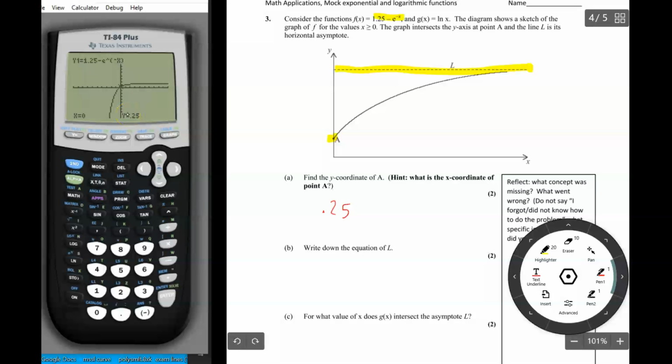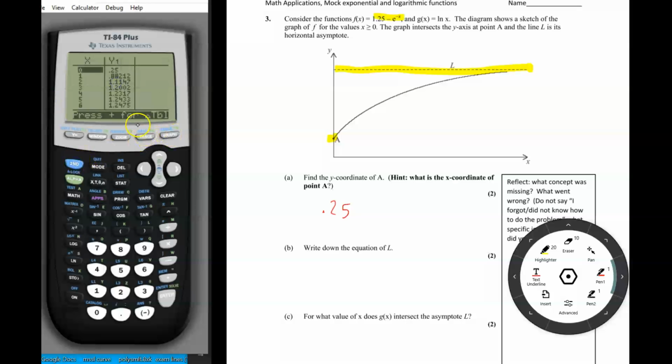What is the x-coordinate? Again, reviewing, the x-coordinate is 0. Okay, write down the equation of L. So what was L again? L is the horizontal asymptote. Let me give you an easy way to find the horizontal asymptote of an exponential function. You go into second table, and you head down either way up or way down. To head up or down, make sure that you're in the x column and not the y column.